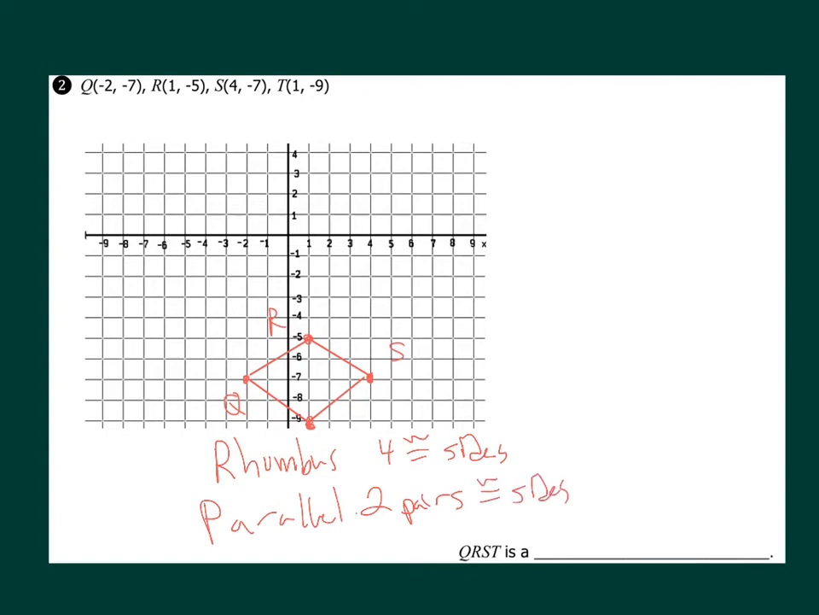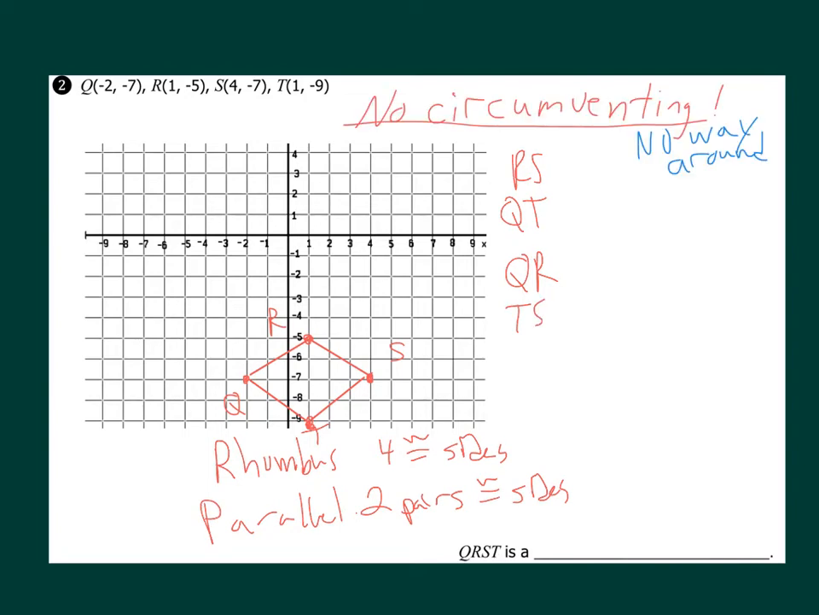So first we need to determine what RS is, and then we're going to look at QT. Those are the opposite sides. And then we're going to look at QR, and we also have to look at TS. Now, there's no way around this. There's no circumventing finding the lengths of these sides.